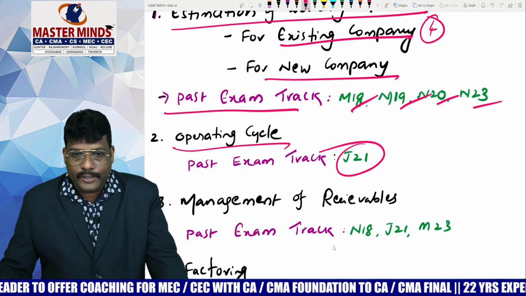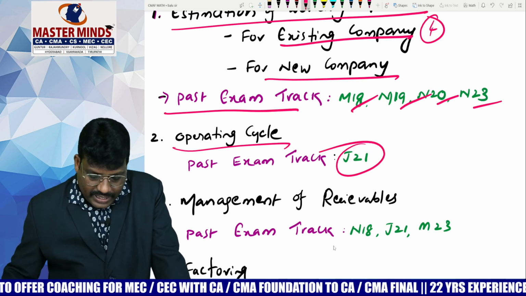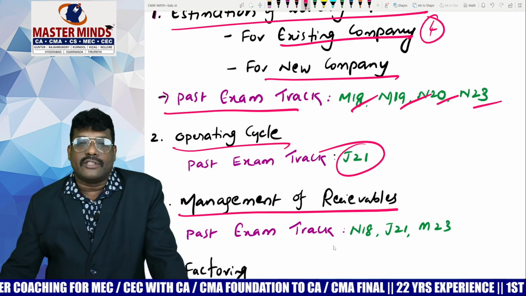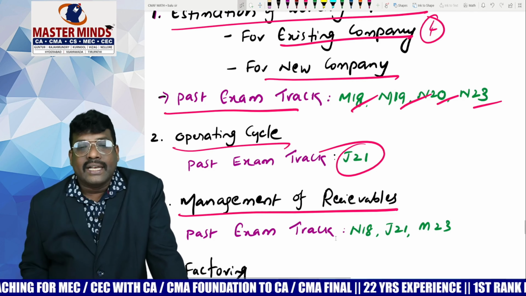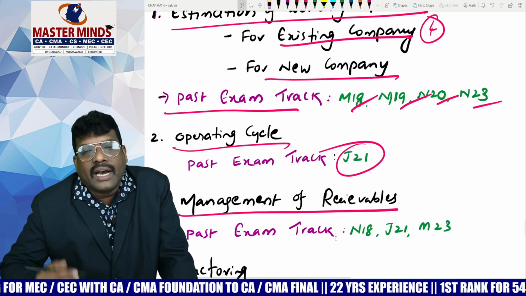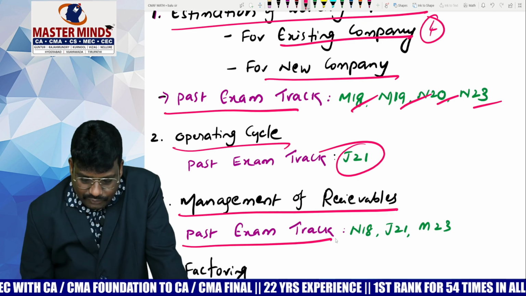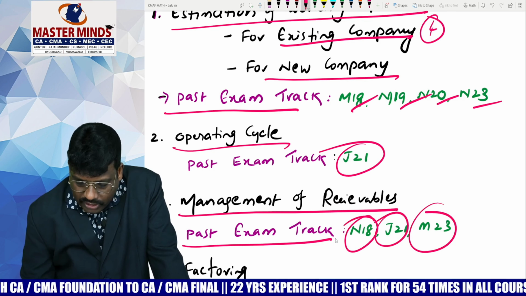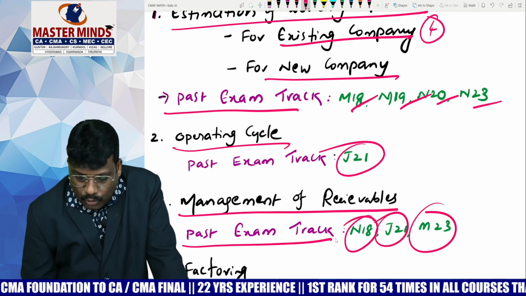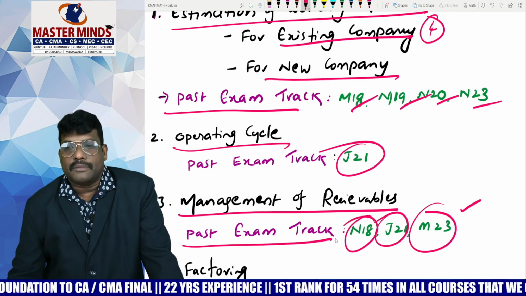So this model is also important. January 21 they also asked. Thereafter, management of receivables, very, very important, whether credit period is to be offered or extended. This model plays a very, very important role. In past exams, if you see 18, 21, 23. So from this model, you try to complete all the problems, right?